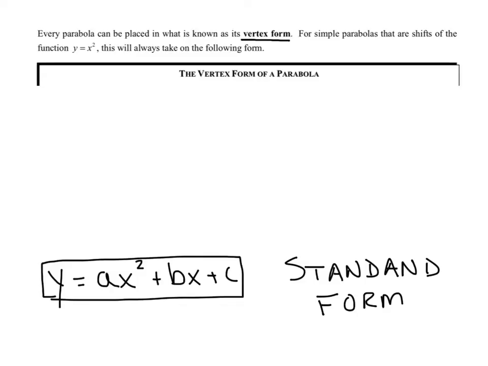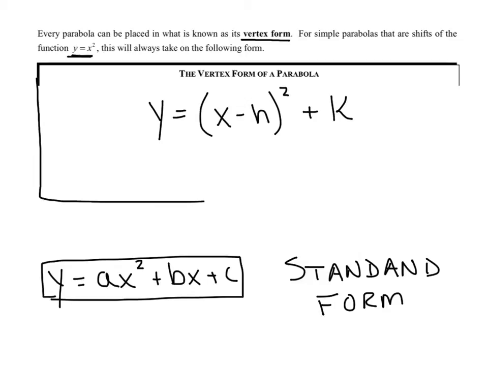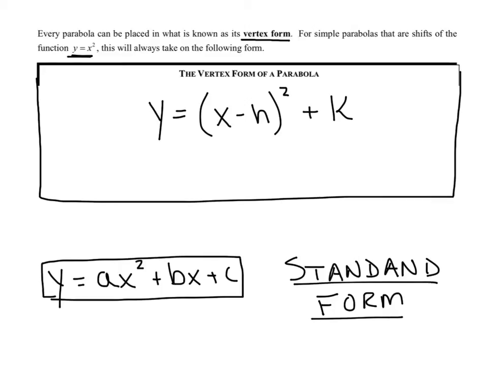And for simple parabolas, if we're shifting y equals x squared, we can rewrite them in vertex form, and it's going to say y equals, ready for this? Quantity x minus h squared plus k. I want you to kind of box that up a little bit. That's what we call our vertex form of a parabola, compared to standard form that we used to use, where the ordered pair h comma k represents the vertex of the parabola.